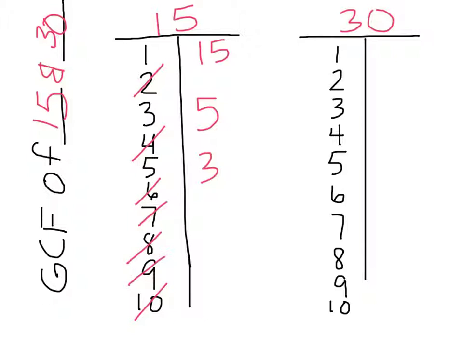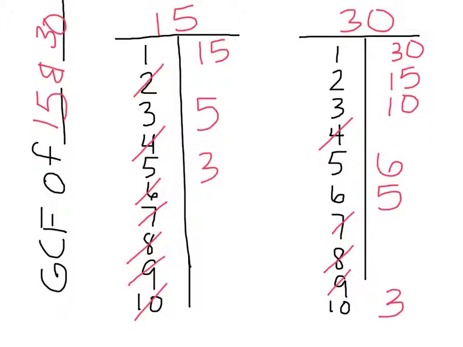Going over to 30, 1 times 30, 2 times 15, 3 times 10, 4 does not go in, 5 does go in 6 times, 6 goes in 5 times, 7 does not, 8 does not, 9 does not, and 10 goes in 3 times. So then once I've got my factors, I look for any repeats.